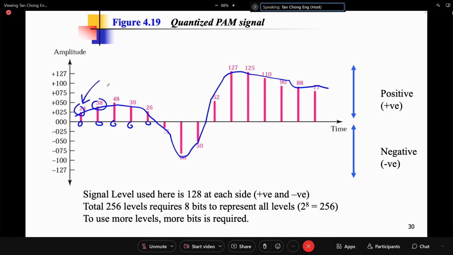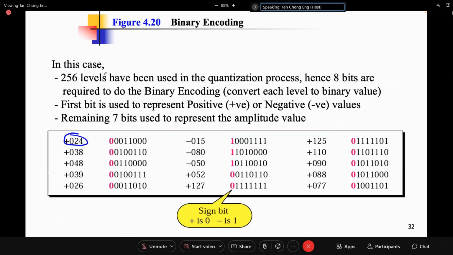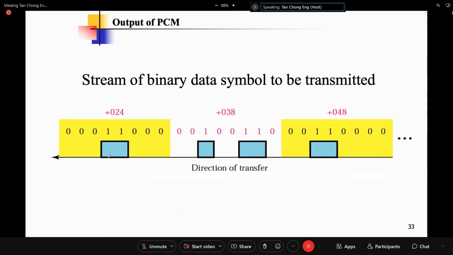So you need to convert this 24 value into 1 and 0 again. See? So this is the 1 and 0 that you are getting for plus 24. Okay, if the value is plus 38, then there's a different value again. Okay, and so on and so forth. So this is the process we call binary encoding. You encode the decimal value and then put it into a digital value.